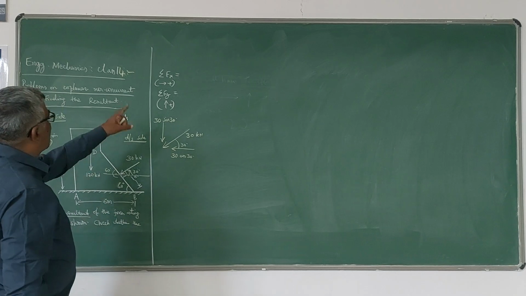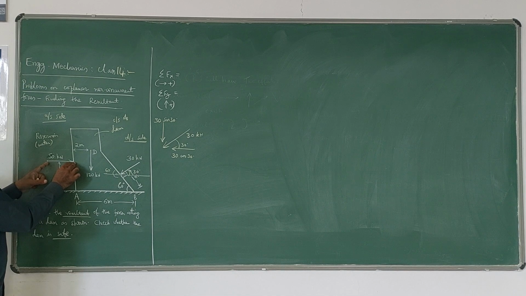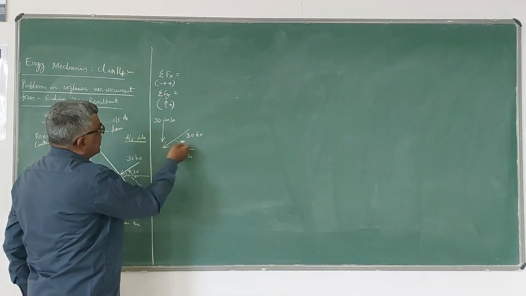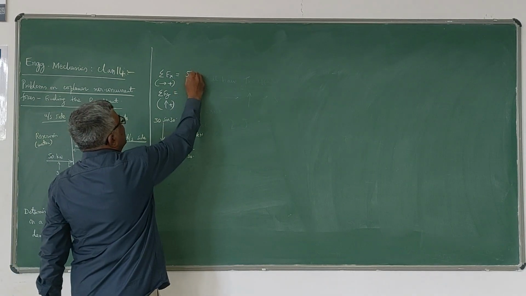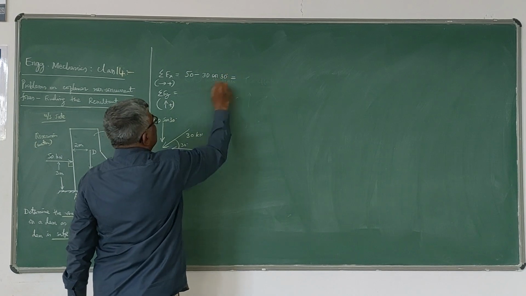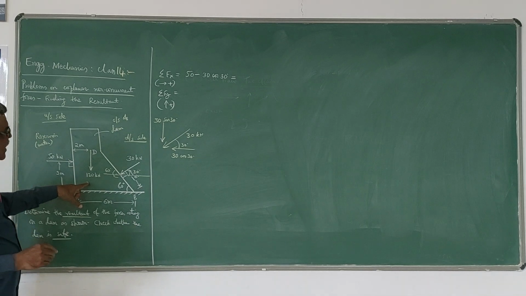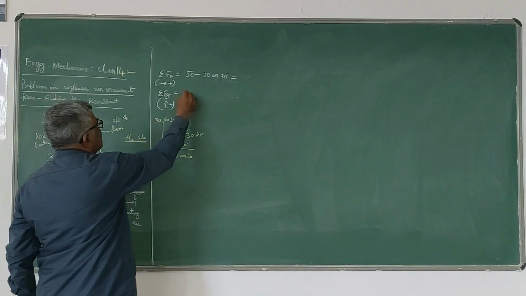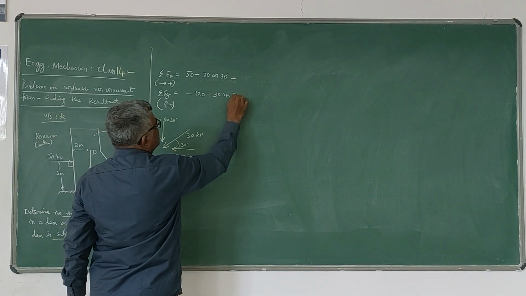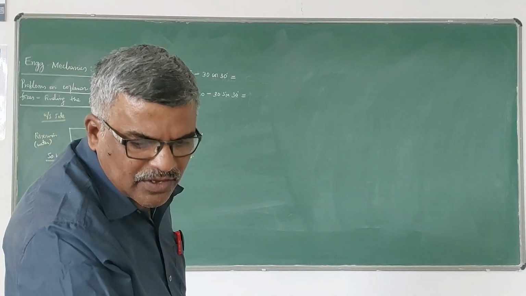Now let us apply sigma fx here. Forces acting towards right positive, this 50 kN is positive, and here this 30 cos 30 is negative because it is acting towards left. So 50 minus 30 cos 30. So that is the value of sigma fx. Sigma fy will be upward positive, downward negative. So this is minus 120 and this is also minus. So both are minus. Minus 120 minus 30 sin 30. So if you simplify this, you will get the values of sigma fx and sigma fy.